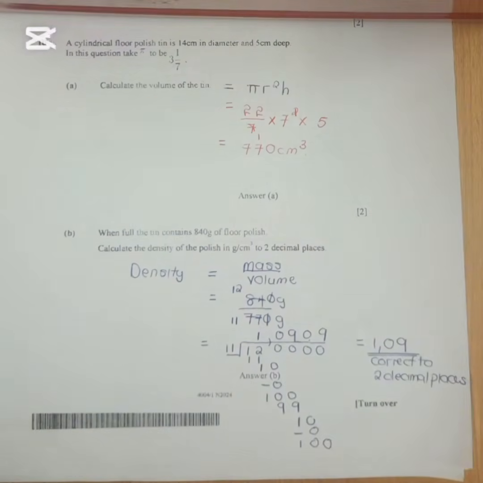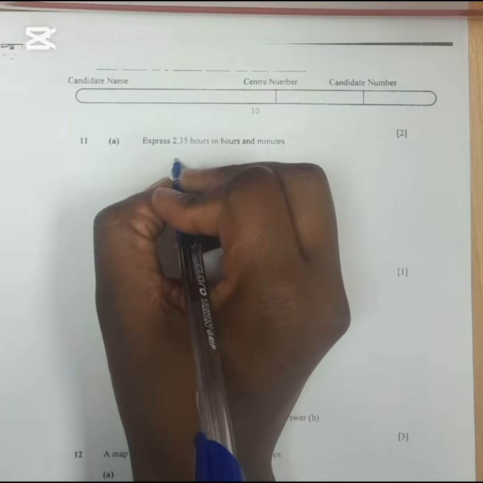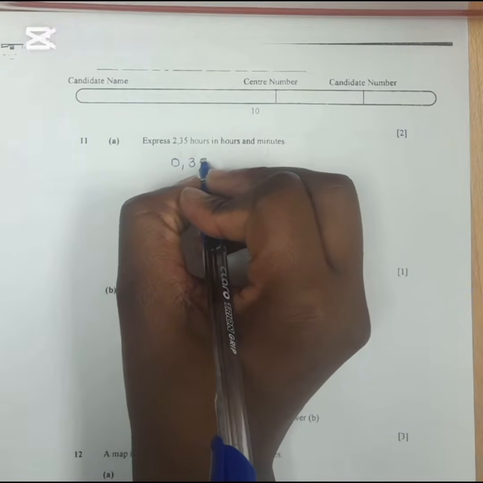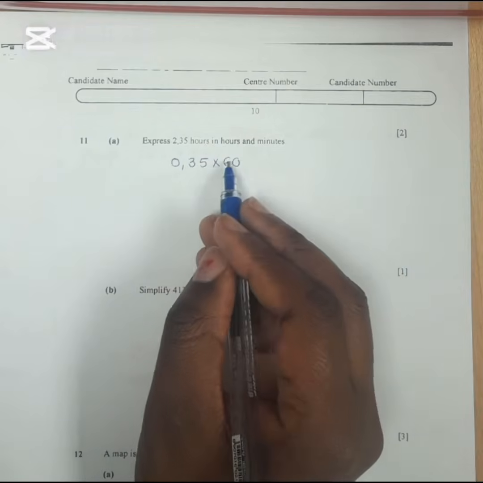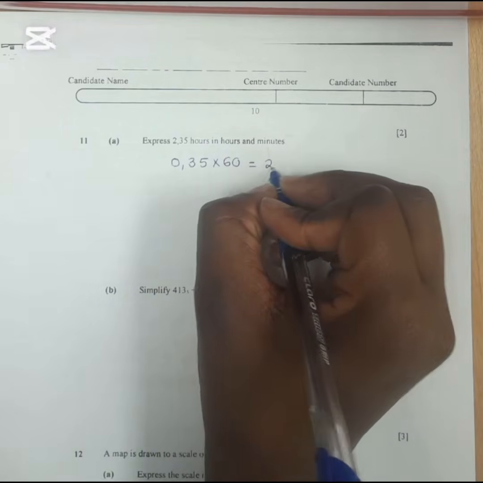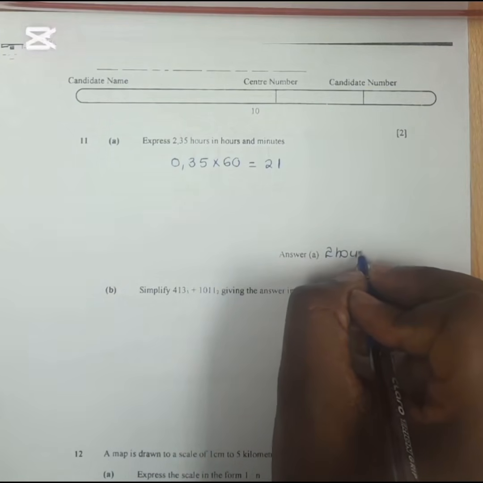So that was all about the mensuration question that was in November 2024. Let us proceed to number 11. Number 11, it was saying express 2.35 hours in hours and minutes. So 2 hours is already in hours. We are going to convert 0.35 hours into minutes by multiplying by 60. So if we say 0.35 times 60, we are going to get 21. So our answer is going to be 2 hours 21 minutes.